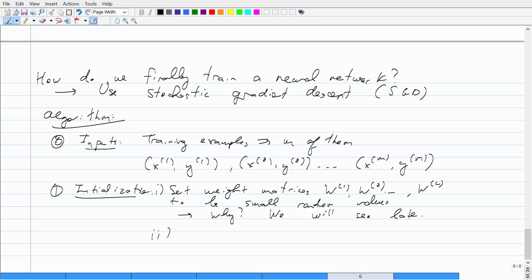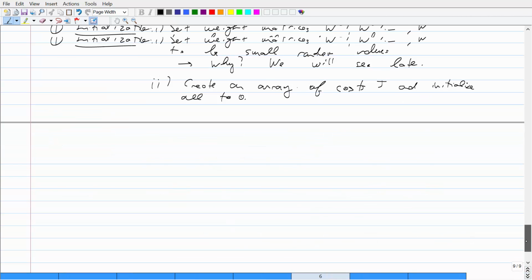The second step in the initialization is we're going to create an array of cost values. Because of stochastic gradient descent, there are iterations. What we're going to do is calculate the cost at each iteration, and then we want to make sure that the cost goes down at every iteration that you're training. Okay? So create an array of costs. I'll call this J. All right? And initialize all to 0. Okay, that's cool. Let me go to the next page.